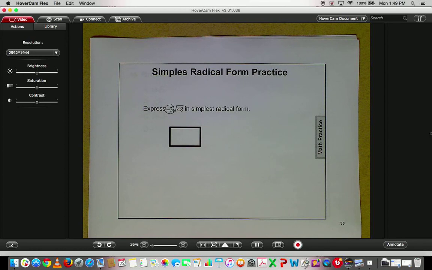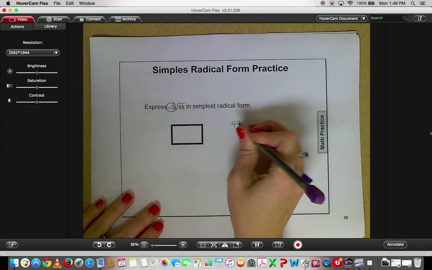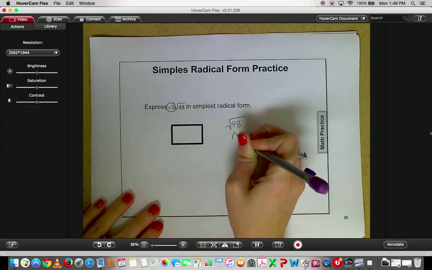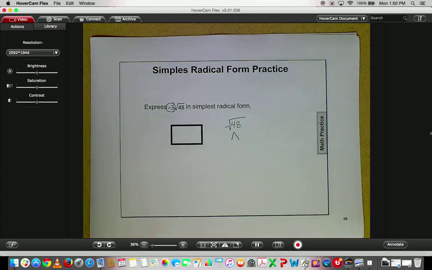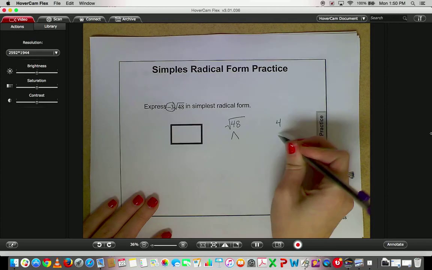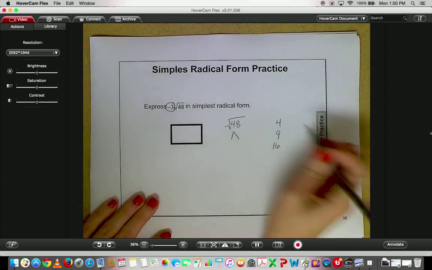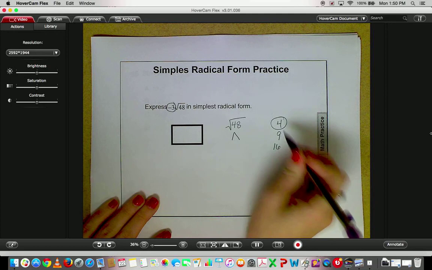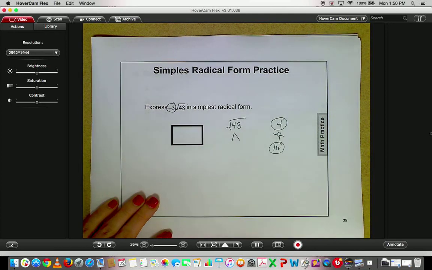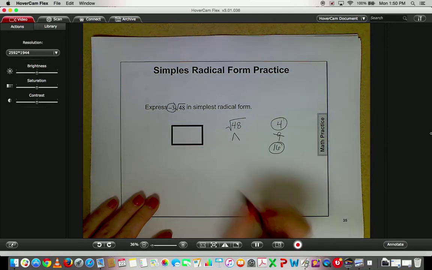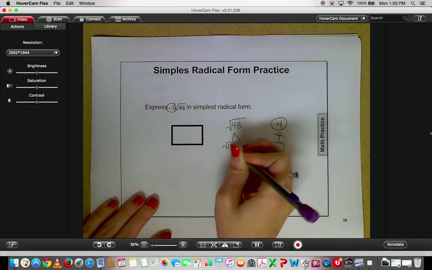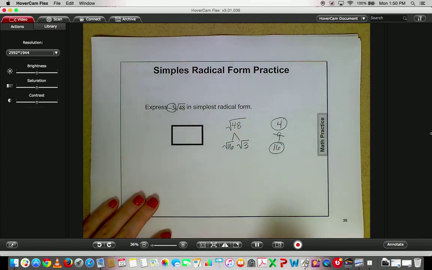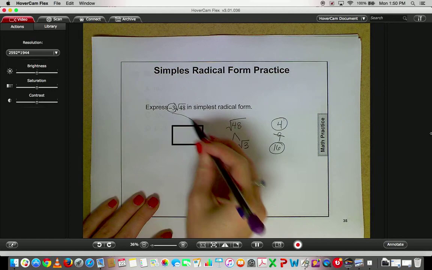Okay, so a lot of people wanted to say on 8A that the largest perfect square that goes into 48 was 4. However, that's not the case. If you pulled out 4, 9, and 16, 4 goes into 48, 9 does not, but 16 does. So the larger number there is 16. So you should get the square root of 16 times the square root of 3. And don't leave off your negative 3.